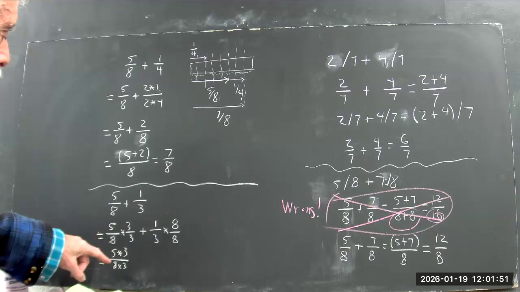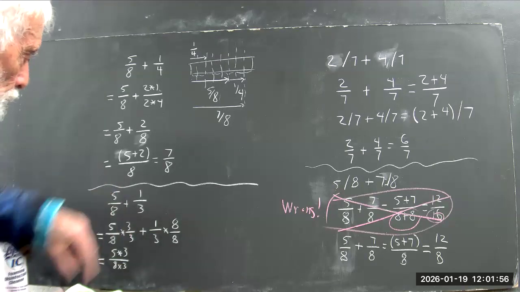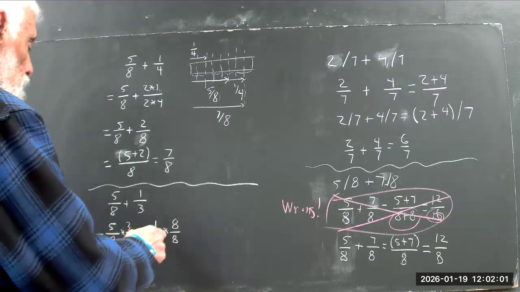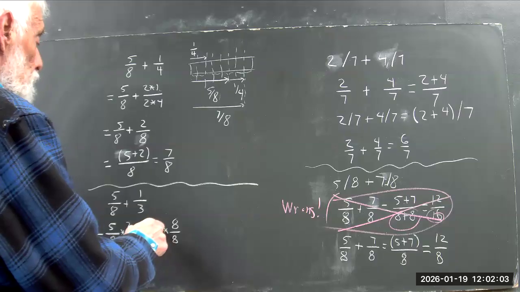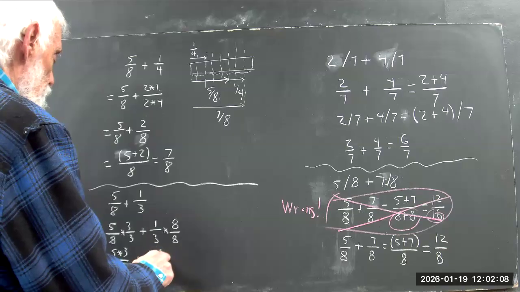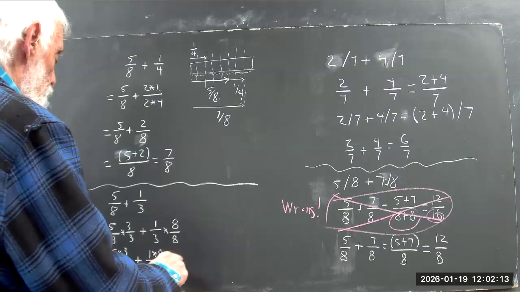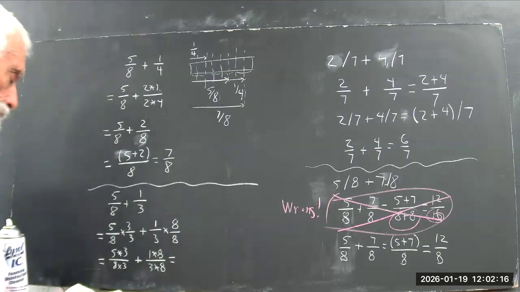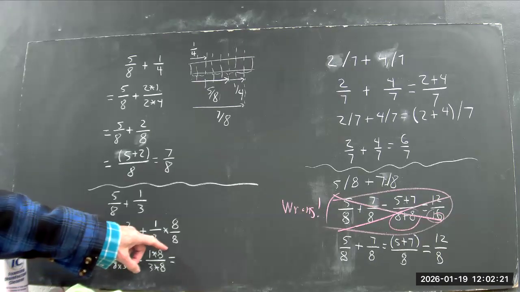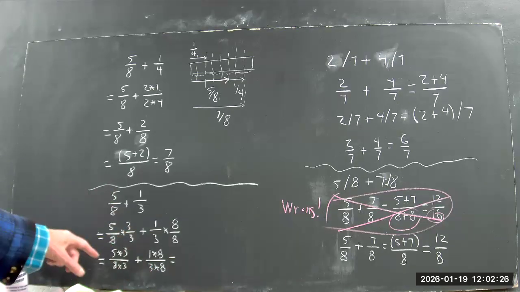No, it's 5 times 3 over 8 times 3. That's your 5/8 times 3/3. Then we add the new 1/3 times 8/8. The numerators are 1 and 8, so the numerator is going to be 1 times 8. The denominator is going to be 3 times 8. So we write that as 1 times 8 over 3 times 8. And then we do the arithmetic.